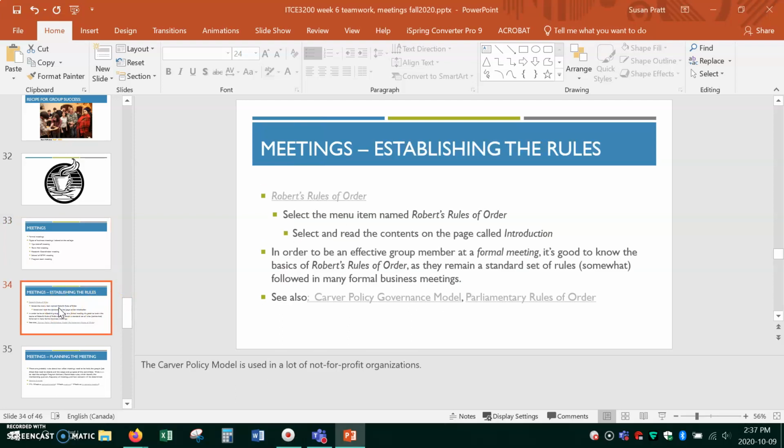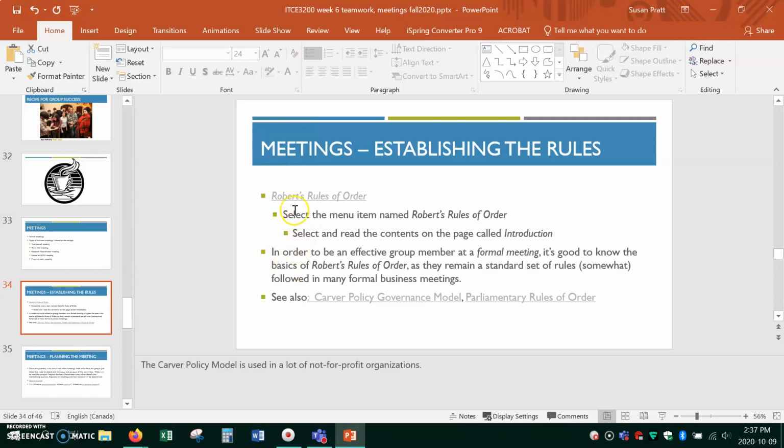So most formal meetings of organizations or businesses, program team meetings like the ones I mentioned on the other screen, they have a set of rules that identify how the meeting will be run, what the role of different group members will be, how agendas will be set, how minutes will be stored. And the rules, there's quite a few different sets of rules.